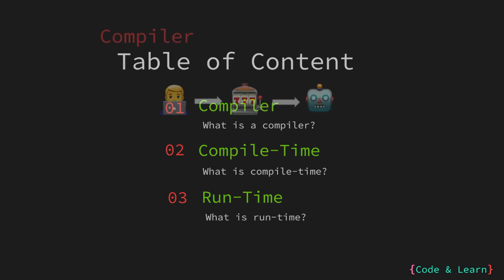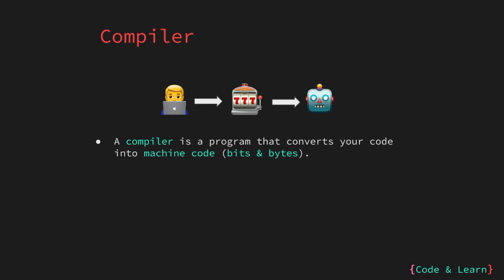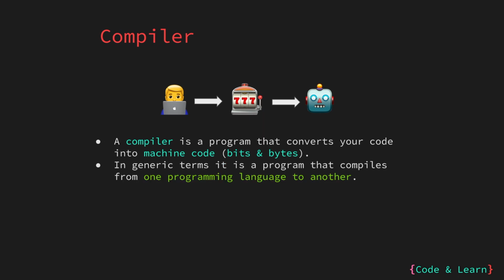So let's begin. Before we get into the comparison of the two terms compile time and runtime, let us briefly understand what a compiler is. A compiler is a program that converts your code into machine code or bits and bytes that the computer can understand and execute. The term compiler is sometimes loosely used for any software that compiles from one language to another, like the TypeScript compiler, which converts the TypeScript code you write to JavaScript.